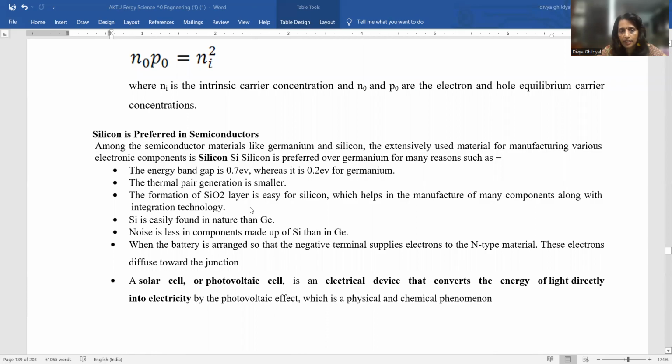Silicon is preferred material in semiconductors compared to germanium because the band gap is 0.7 electron volt. Thermal pair generation is smaller, and the formation of silicon oxide layer is easy. Silicon is easily found in nature compared to germanium. Its noise is less compared to germanium.